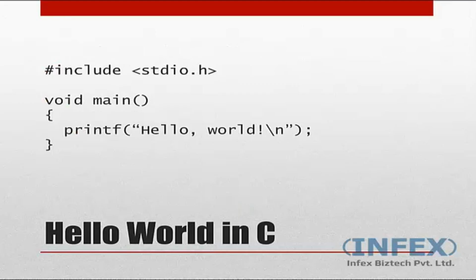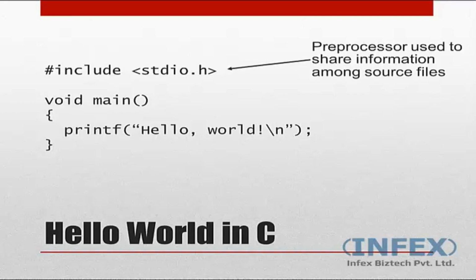Now let's go ahead and have a quick look at a Hello World program in C. This is a valid and very small Hello World program written in C language. First, let's go to the preprocessor. #include <stdio.h> means standard IO. A header is a preprocessor used to share information among source files.